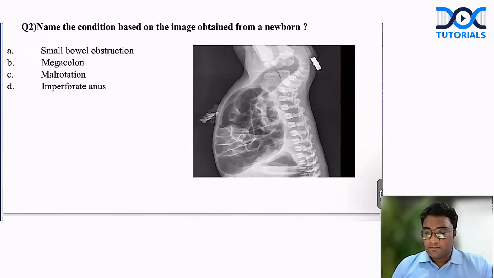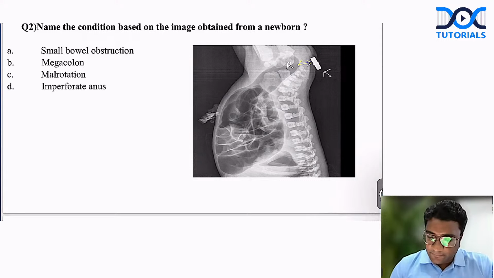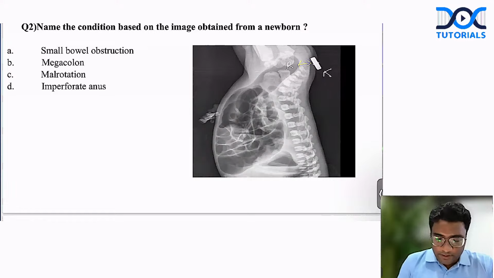Name the condition based on the image obtained from a newborn. What do you think this is? Let's look at the second question. So you can see here, there is a metal button at the anal dimple. There is gas in the rectum. You are measuring this distance between the metal button and the rectal gas. And the child is upside down, in an inverted position. This is an invertogram. What you're doing here is invertogram.